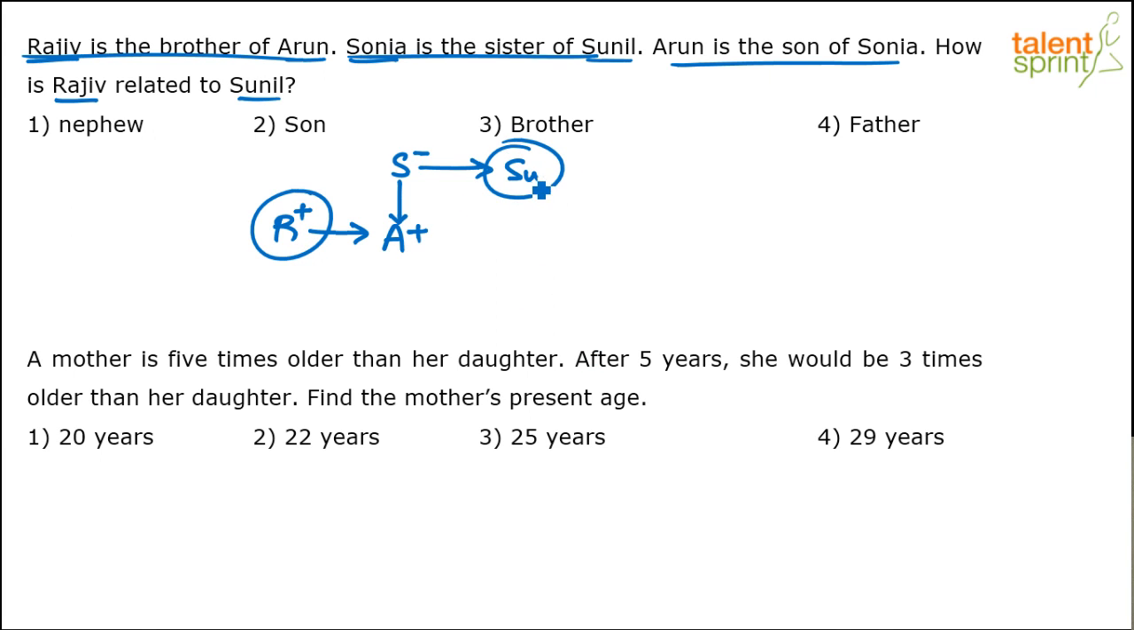So understand, Sunil's sister's son's brother. See, your son's brother is your son. So Sunil's sister's son. Your sister's son is your nephew. Yes or no? Sunil's nephew. Rajiv is Sunil's nephew. So how is Rajiv related to Sunil? Rajiv is the nephew of Sunil. Getting it?